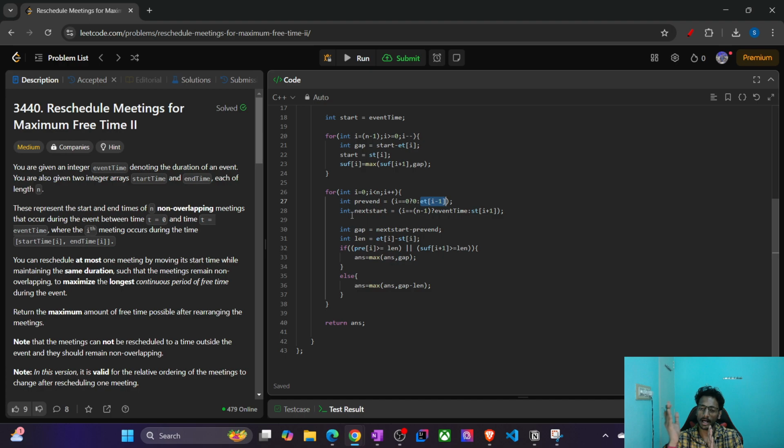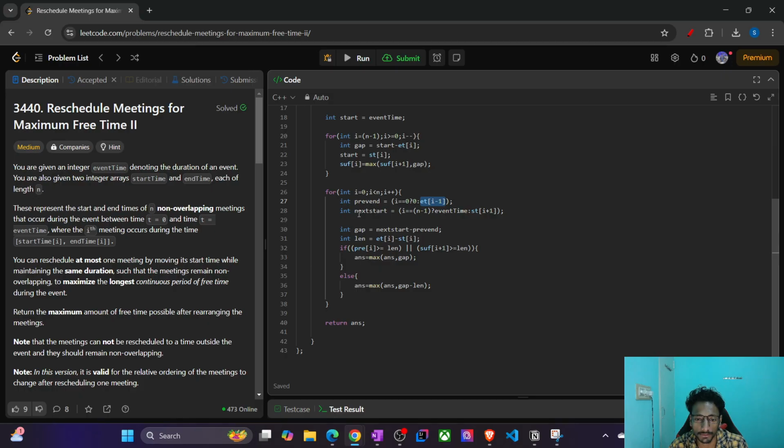And suppose I actually have the next event, then what will the starting time of the next event be? It will be the starting time of the I plus 1, ST of the I plus 1. Here ST means the starting time of the I plus 1. Else, if it is the last event, then there is no event next to it, so our next event starting time will be the event time.